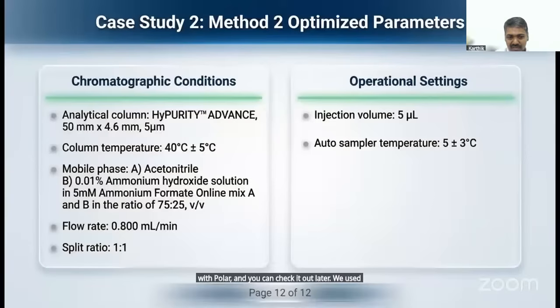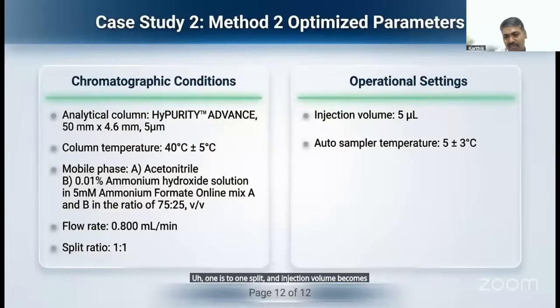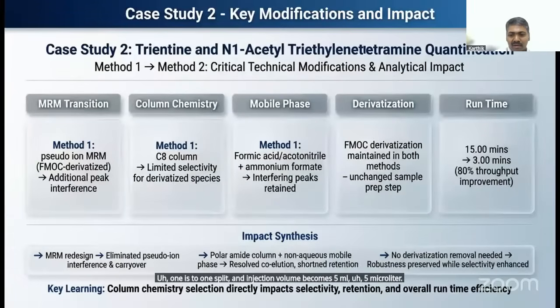We used the mobile phase of 0.01% ammonium hydroxide in 5 millimolar ammonium formate with acetonitrile at 75:25, with a flow rate of 0.8 ml. We made a 1:1 split, and kept the injection volume at 5 microliters. With this, the entire run time went from 15 minutes to 3 minutes. We didn't get any additional peaks, and the runtime was reduced almost 5 times. So throughput improved by 80%.